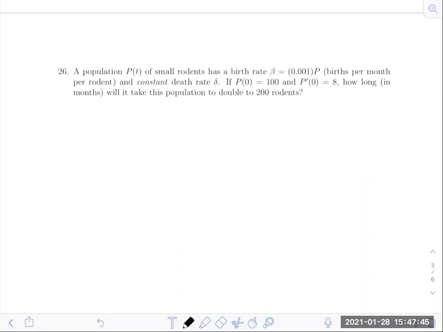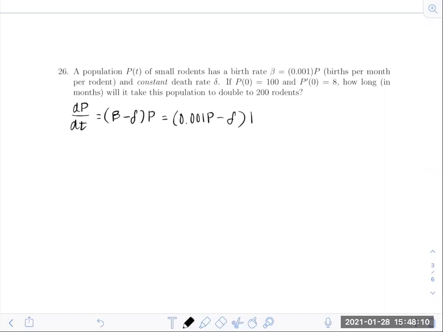So let's write out what we have here. First, let's set up our differential equation. If we just think of this in terms of the general population equation, beta minus delta times P, our birth rate is 0.001 P. Our death rate is some constant delta.